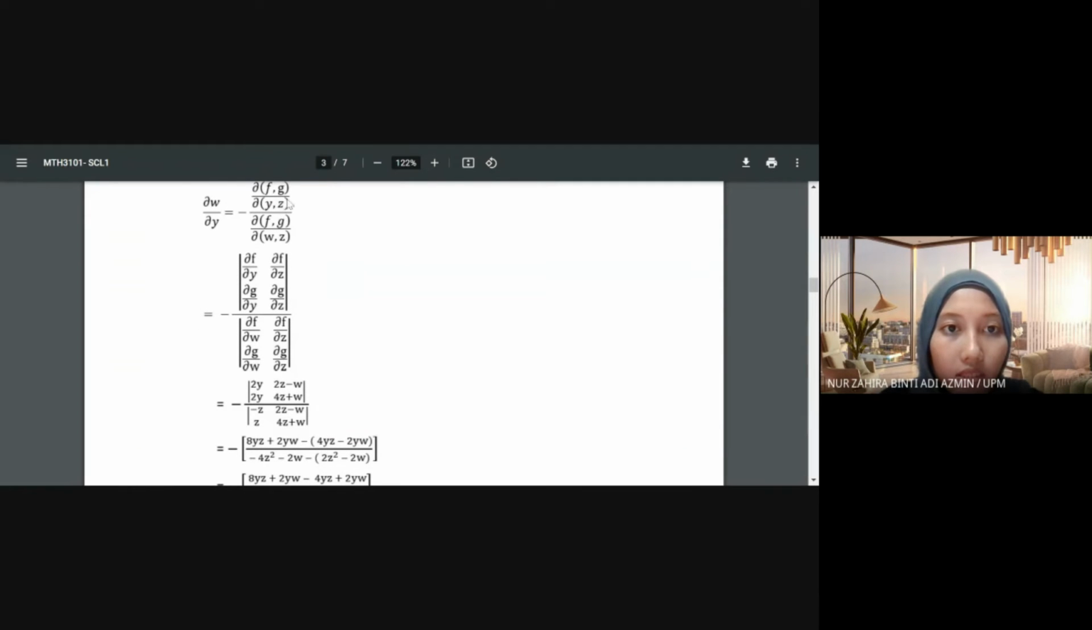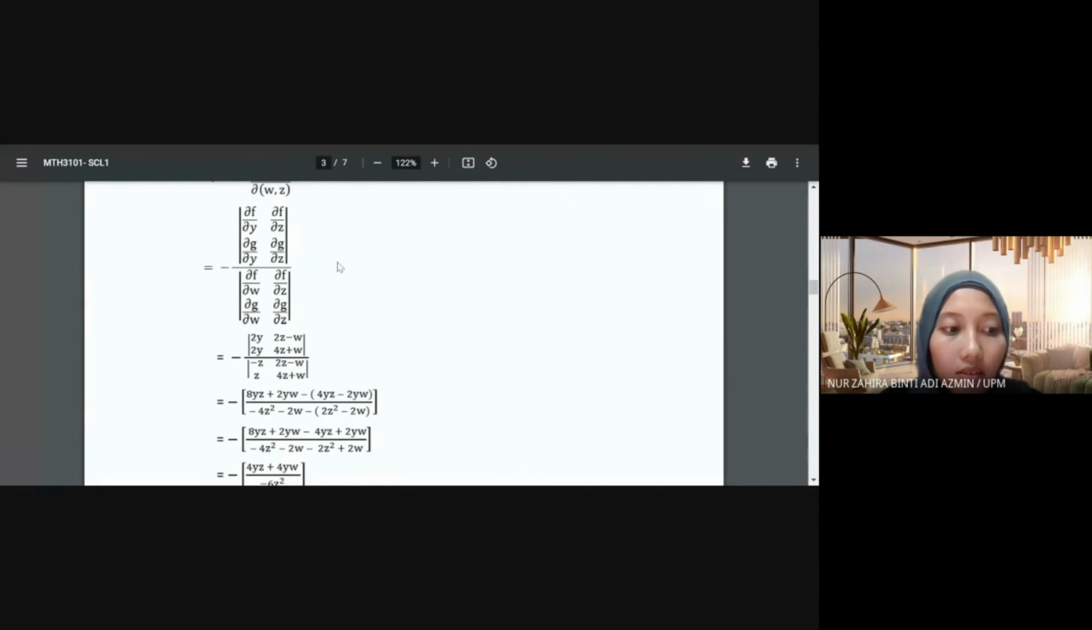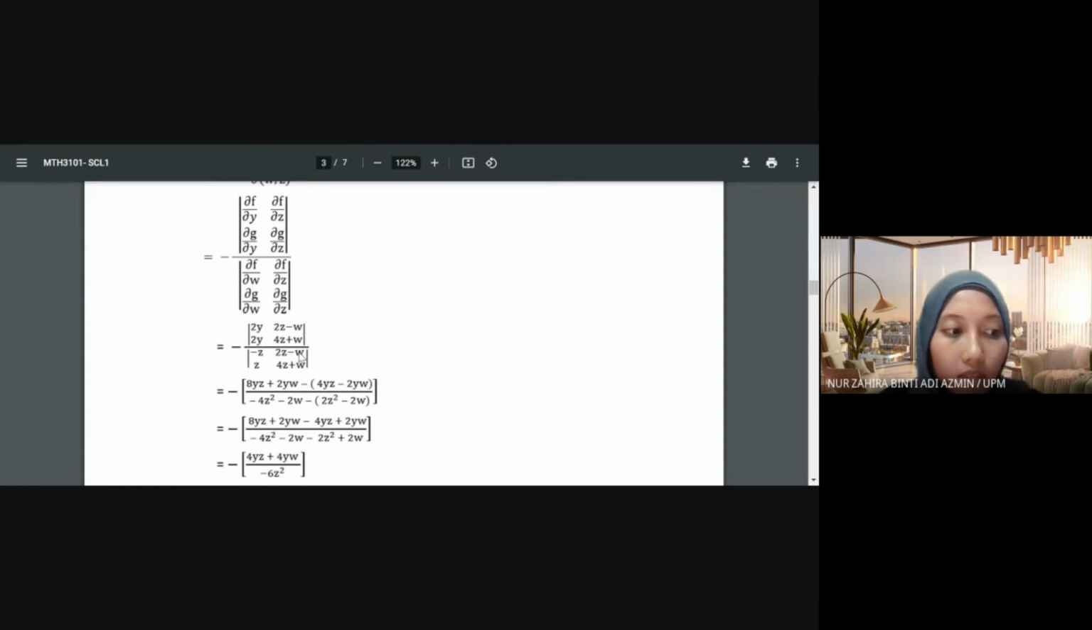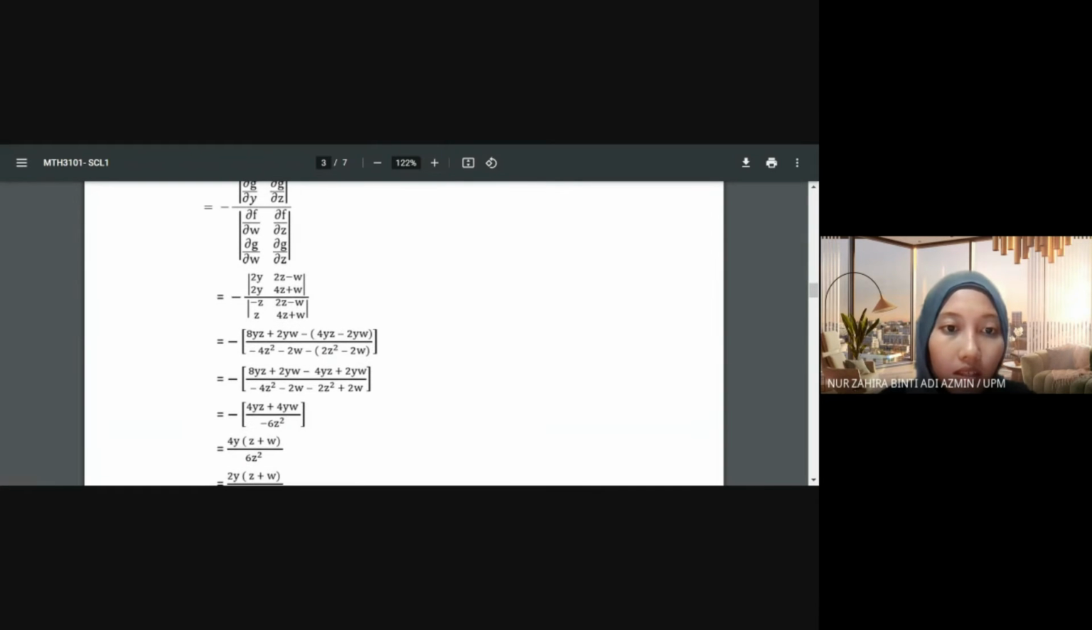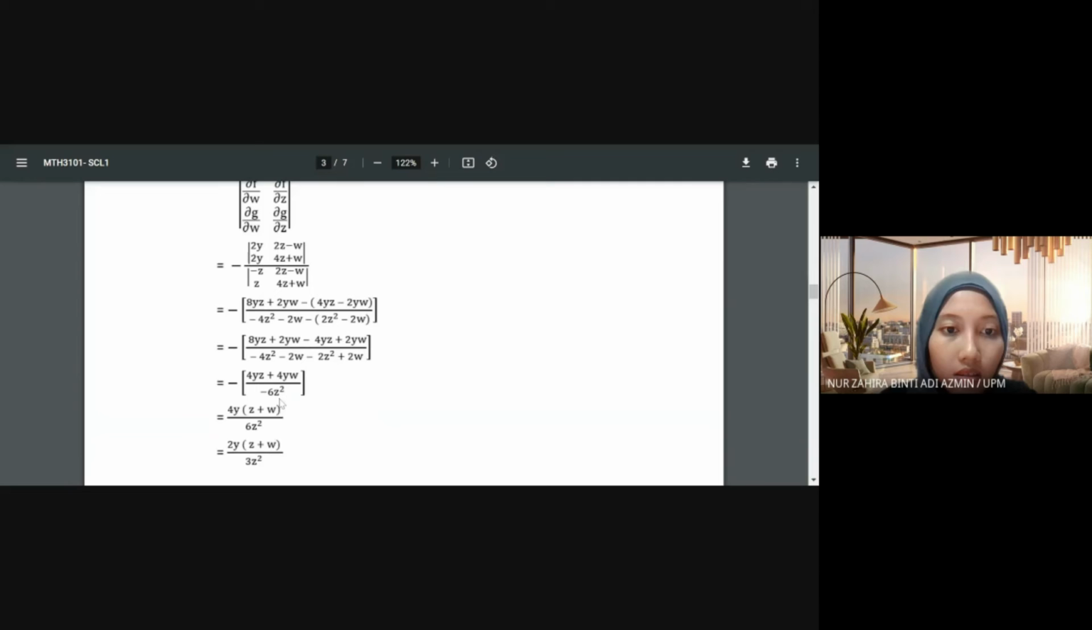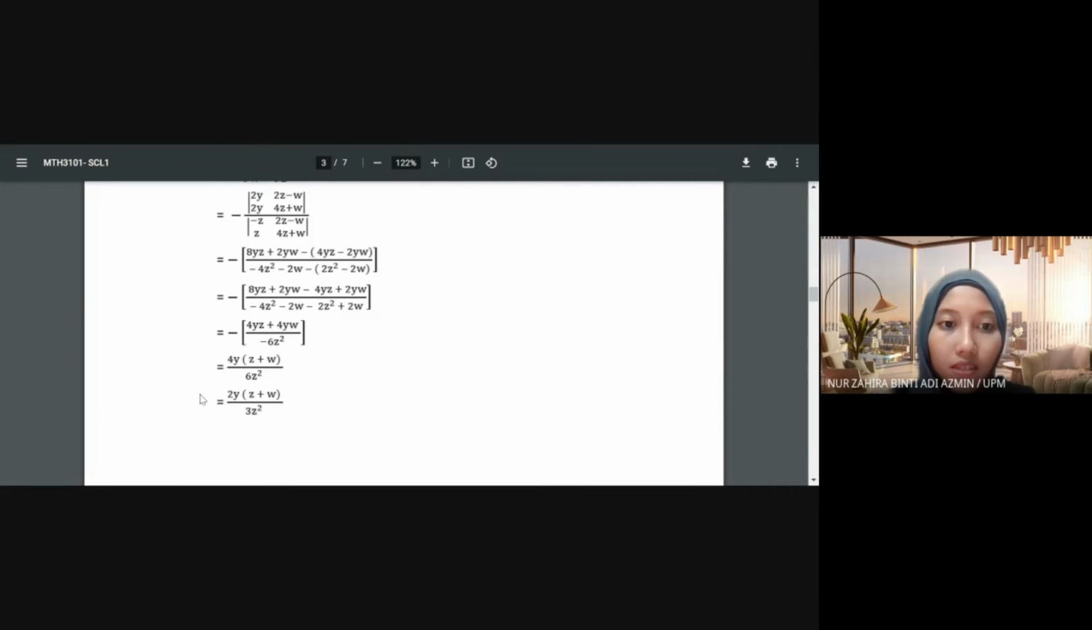del(f,g) over del(y,z) over del(f,g) with respect to del(w,z). And then the values are given as this. Then we find the determinant of these values. And lastly, we simplify the answer. Del w over del y equals 2y(z plus w) over 3z squared.